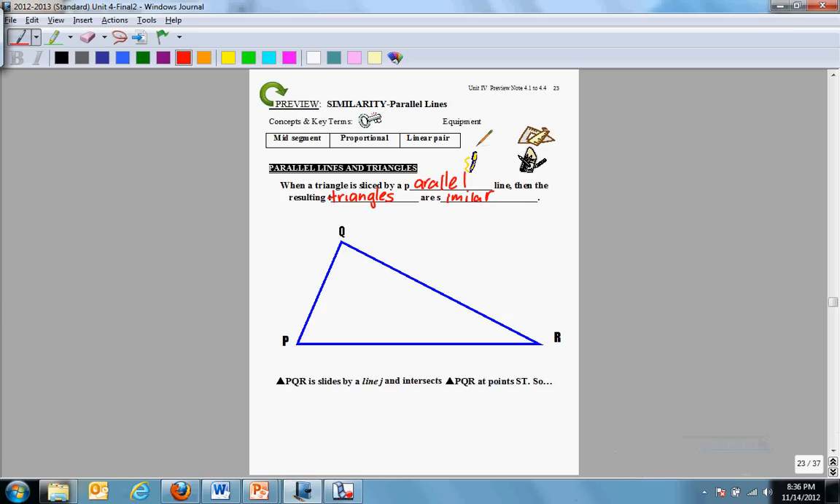What does this exactly look like? Let's say we have a parallel line here. And we're going to slice a triangle with a parallel line. And here, PQR is sliced by a parallel line, J, which intersects PQR at S and T. So when you slice by a parallel line, the resulting triangles are themselves similar.